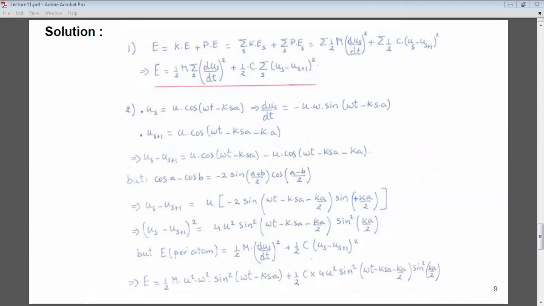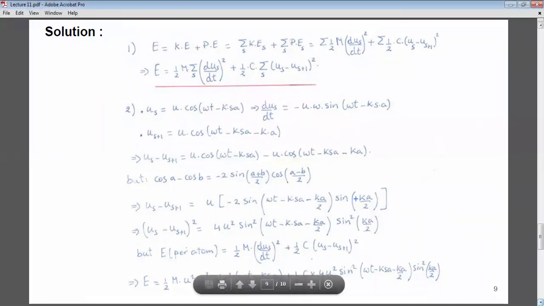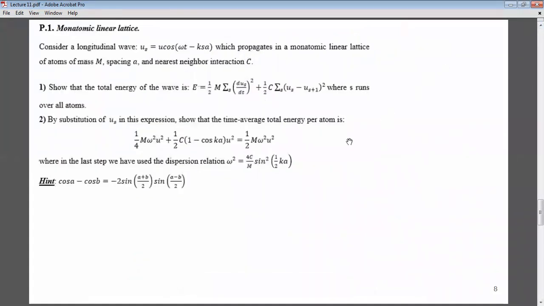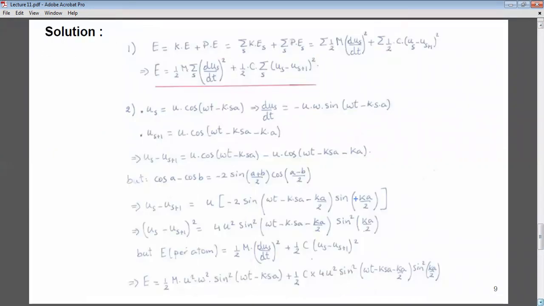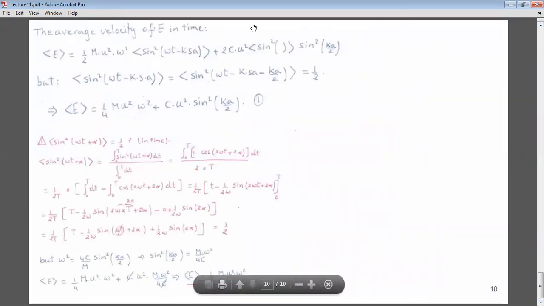So now I have the energy is half m u square omega square sine square omega t minus KSA plus half c 4u square sine square omega t, etc. This is energy per atom, but the question is to calculate the time average total energy. So I need to calculate it over one period of time. So the average over one period of time. What is the average of this?